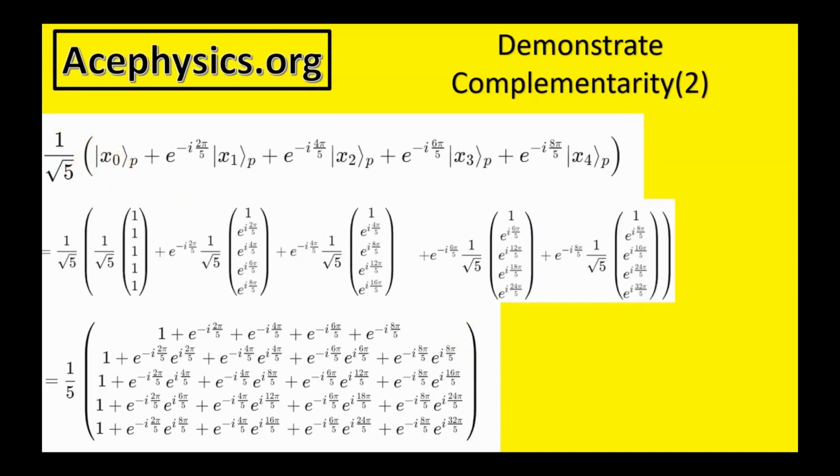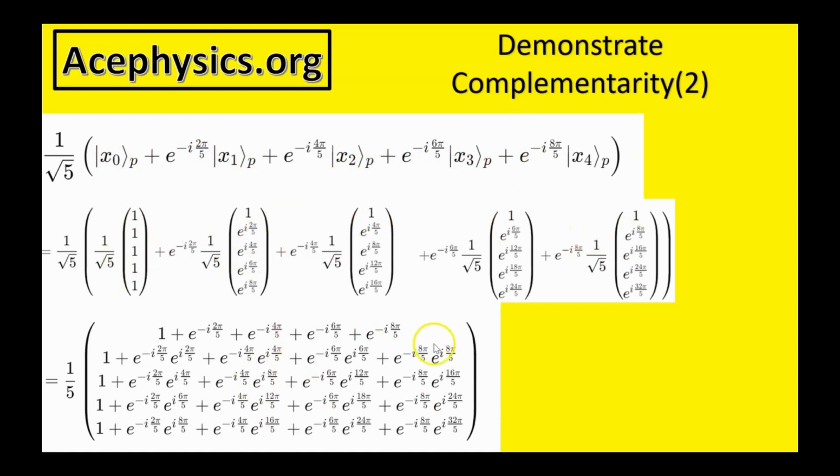Let's look at another example. Here's another equally weighted sum of position values or position vectors. The difference between this example and the previous example is now the phases of the complex numbers are different. Before they all had phase 0. Again, I replace the position vectors with their corresponding representation in the momentum basis. Then you multiply through by the complex exponentials.